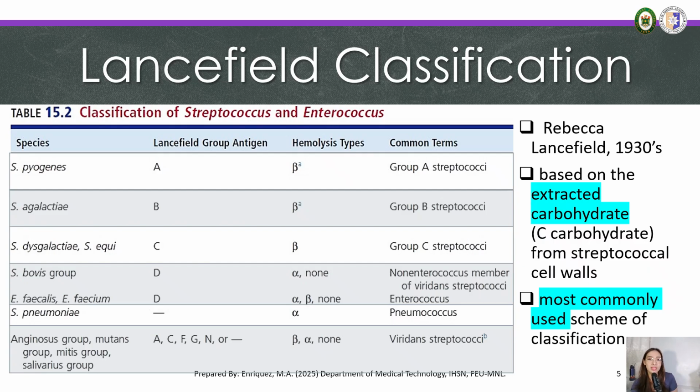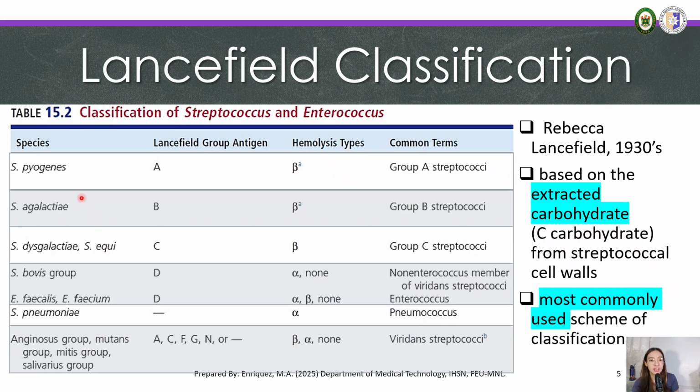And ayun nga po, here in the Lancefield grouping, Streptococcus pneumoniae doesn't belong to any group. Let's look at this one right here. Okay, so wala pong Lancefield grouping ang Streptococcus pneumoniae. Okay, and lastly, we have the virulent Streptococci. I've mentioned this earlier, no? So yung iba po dito, like the anginosus group, may also be referred to as the group G Streptococci.